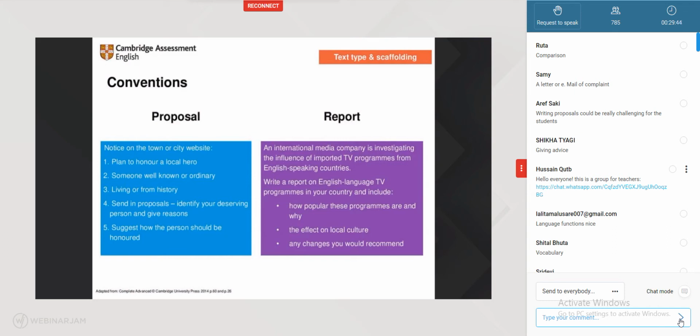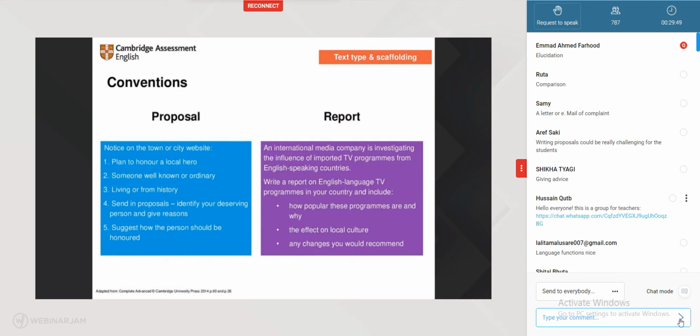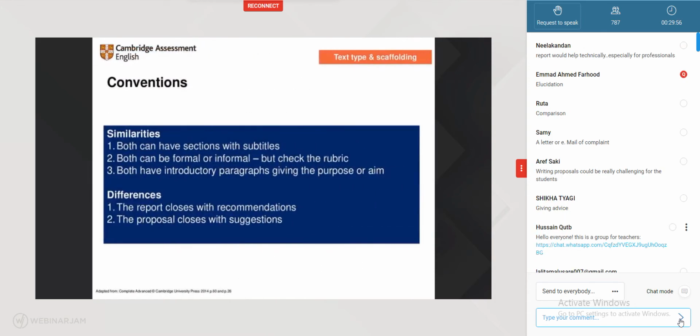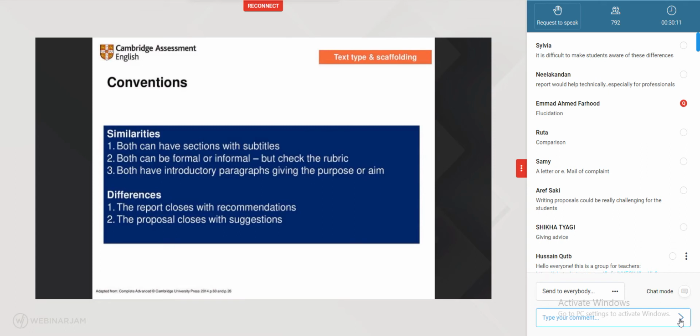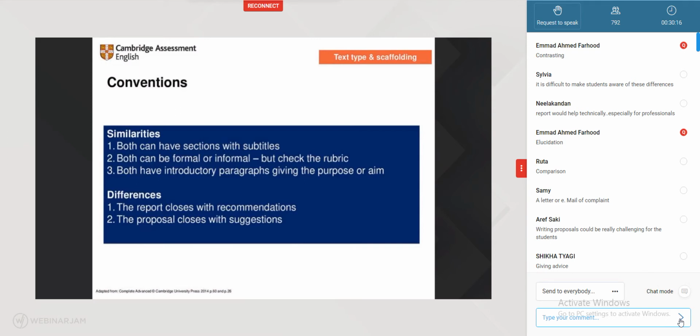Because if you look at a proposal and a report, sort of a quick overview, they probably look quite similar in terms of their layout, etc. But the differences between them. Similarities, they both can have sections with subtitles, which again definitely helps at the planning stage, and it helps break down the piece of writing. Again, if you show a student an essay or a review, it's a big lump of text and it can be quite overwhelming. So they can be easily broken up into sections with titles.